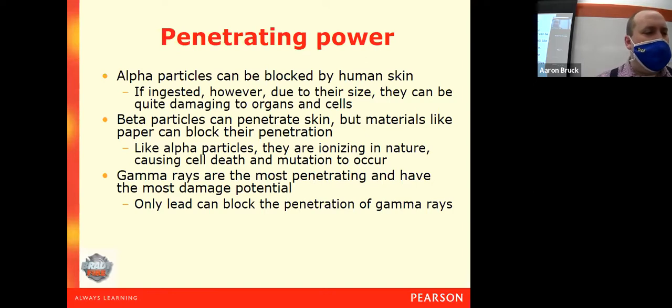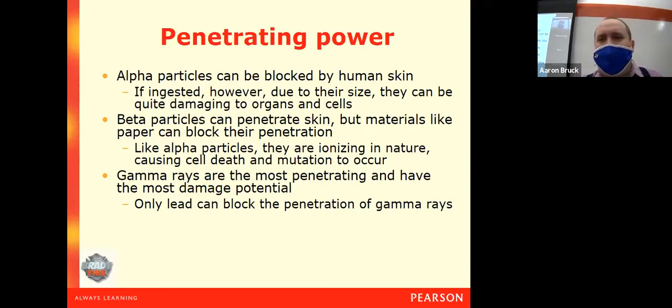Both of these are considered ionizing energy. Ionizing energy is one where, as the energetic particle encounters things, it is capable of stripping them of electrons, and stripping them of those electrons will end up resulting in a number of different things, but cell mutation, cell death are probably the most common of them.